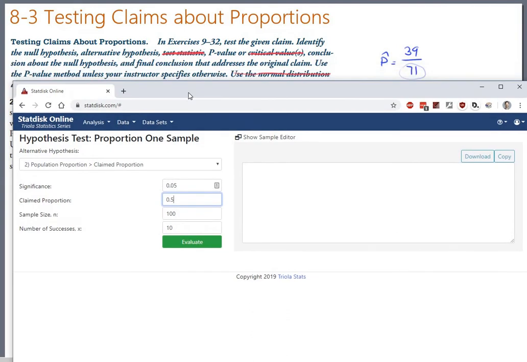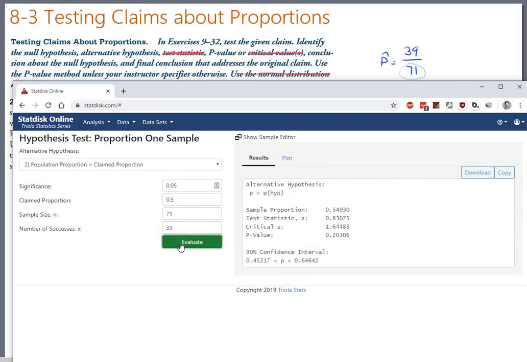The sample size was 71. The number of successes, meaning people that were still smoking, right? Whatever it is you're trying to measure. There were 39 people that were still smoking. And we are ready to evaluate. There's several numbers here. The only one we really need is the p-value, which is about 20%. I'll just go 3 sig figs, so 0.203, let's say.